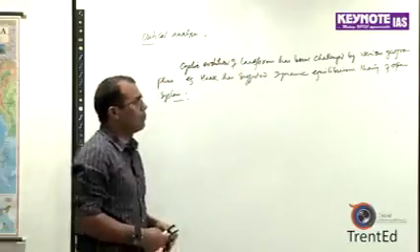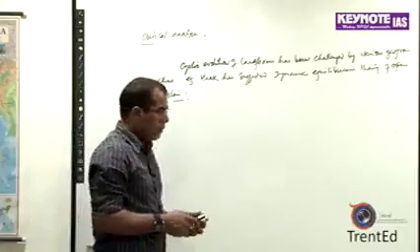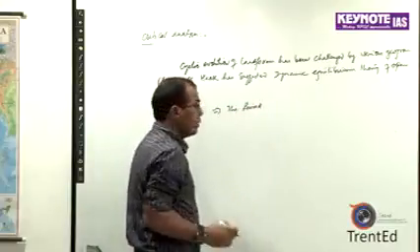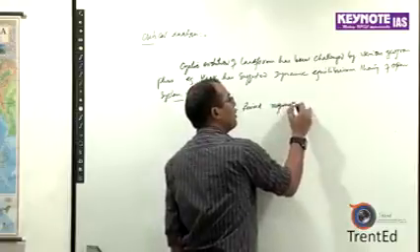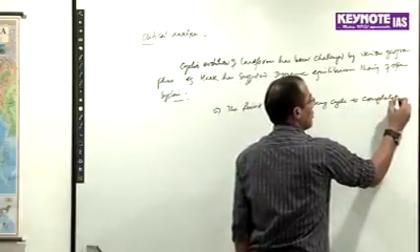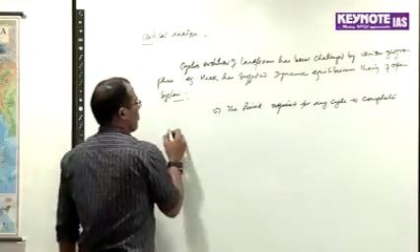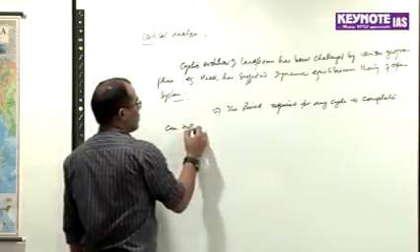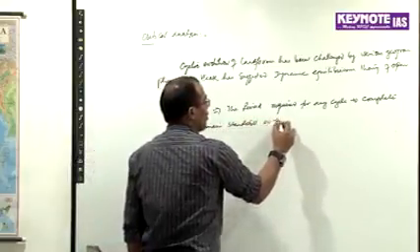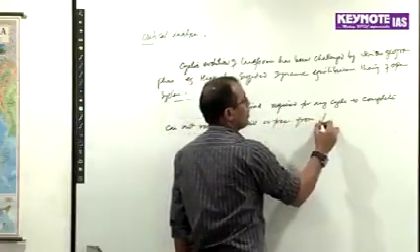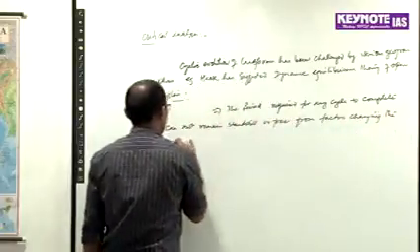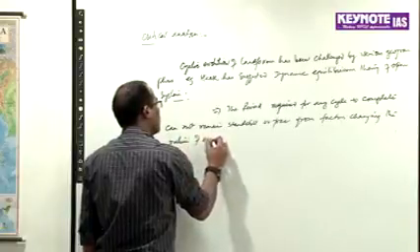But when we take into account Davis and Penck, the cyclic evolution, the first thing is that the period required, that is common to both. The period required for any cycle to complete cannot remain standstill or free from factors changing the nature of erosion.